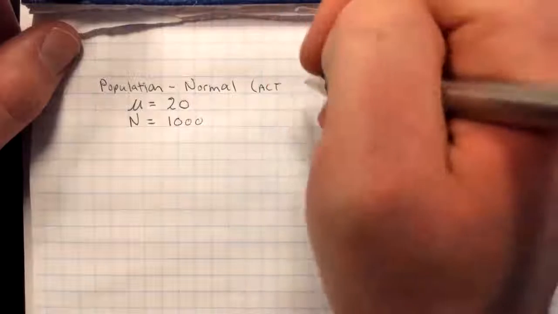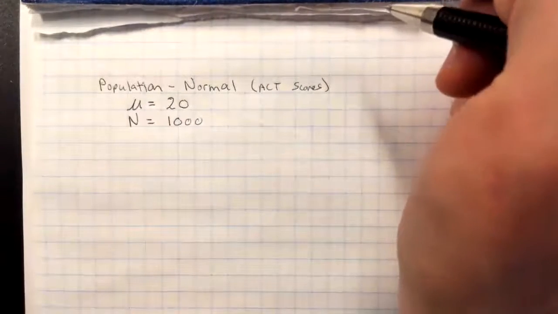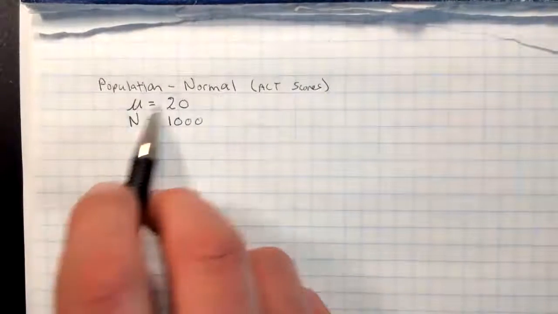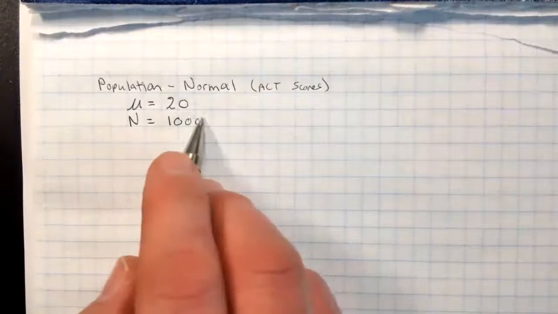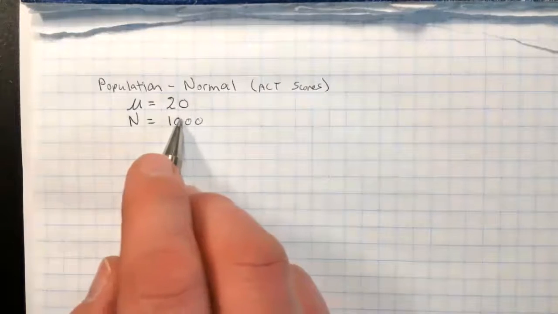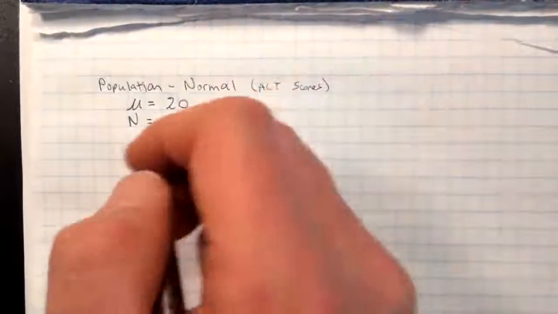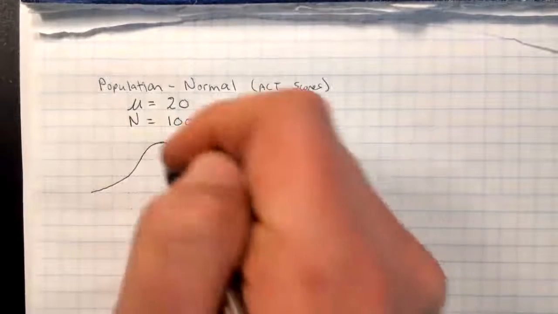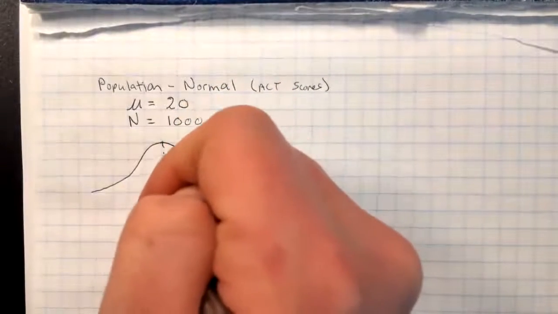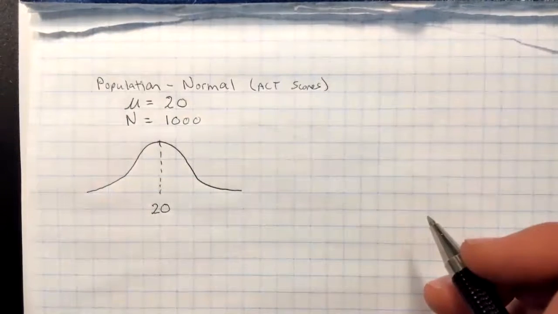And it'll help if I give you a little bit of context to visualize what's happening here. The average ACT score from this population is 20. It's 1,000 students. If I got all 1,000 students and found the average, their average ACT score is a 20. So if I was to sketch this out, we know it's normal, and we know that the center is at 20.